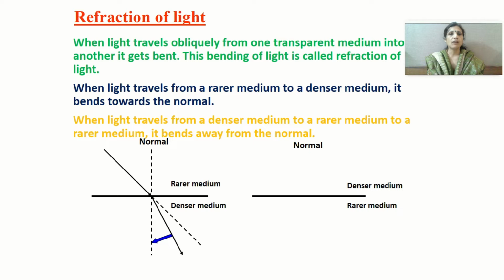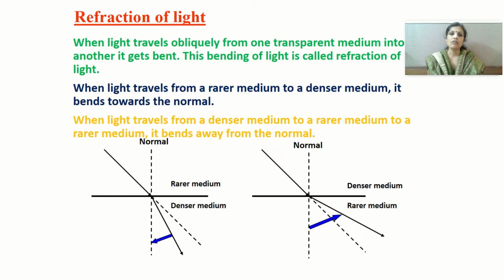Now when the light travels from denser medium to rarer medium, it bends away from the normal. Have a look at this. This is the ray. If light had traveled only in one medium, it would have traveled straight. But because now light is traveling from denser to rarer medium, it will bend away from the normal. This is the normal, and look at the extent it has bent away from the normal. Alright, so these two rules you have to keep in mind.